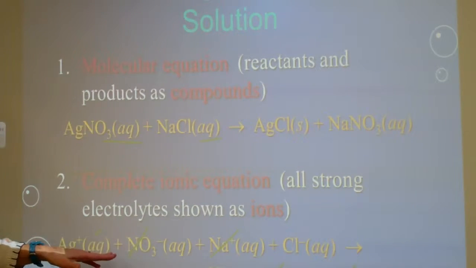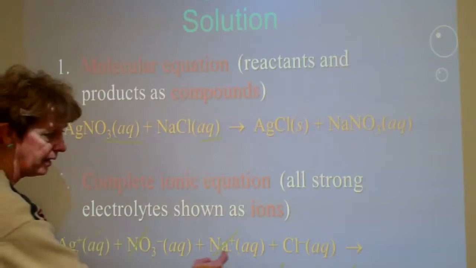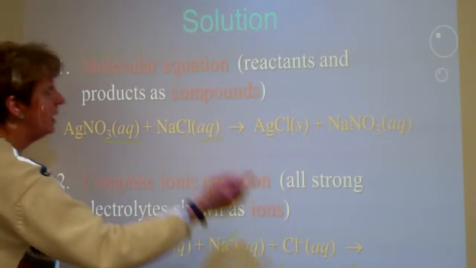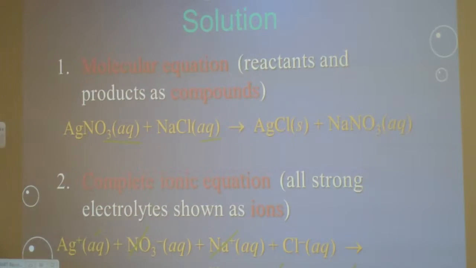Some of you have to do this again as you start chapter 4 questions. You're going to have to break it all into ions, then cross out spectators, and then you're going to be asked for your net ionic. So you're going to bring down whoever's not left. Why is that still important?